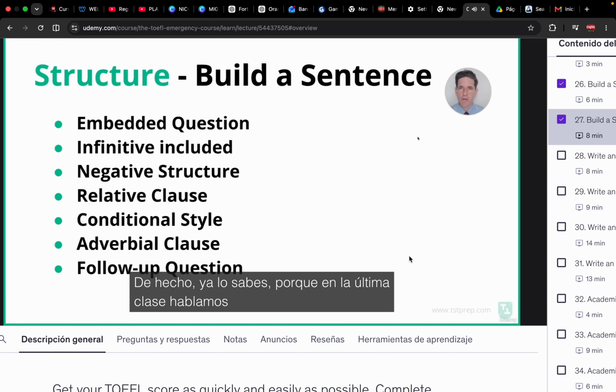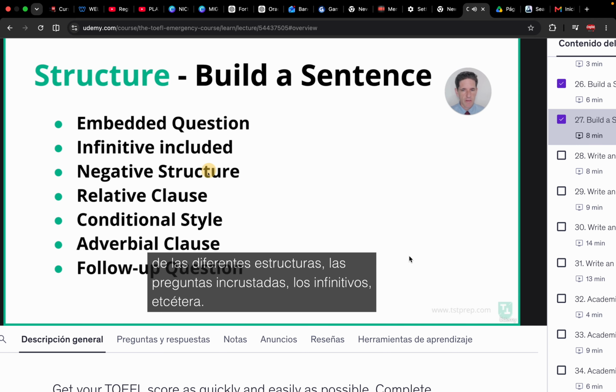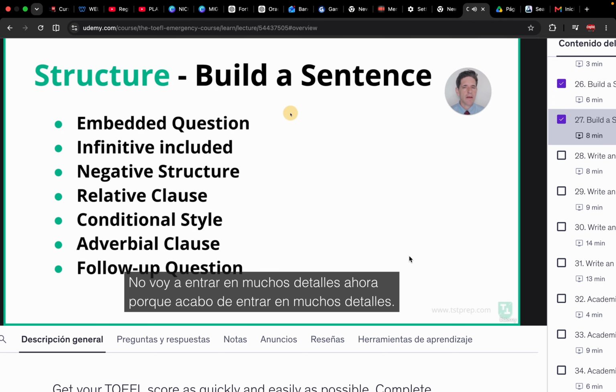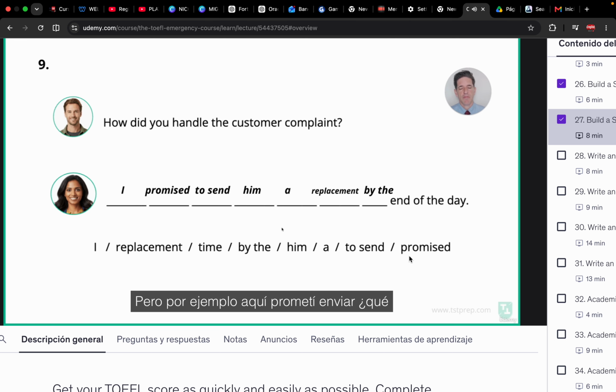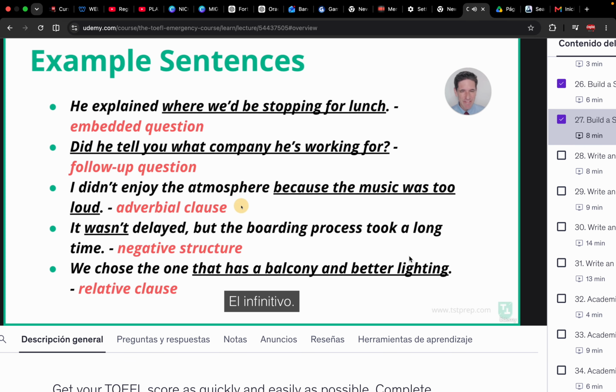That's really the goal. And you want to learn the 7 common structures. So you actually know this already because we talked about it in the last lecture about these different structures, embedded questions, infinitives, and so on. I'm not going to go into a lot of detail now because I just went into a lot of detail. But for example, here, I promised to send. What's this? Do you remember? To send, what's that? The infinitive, right? Infinitive included.